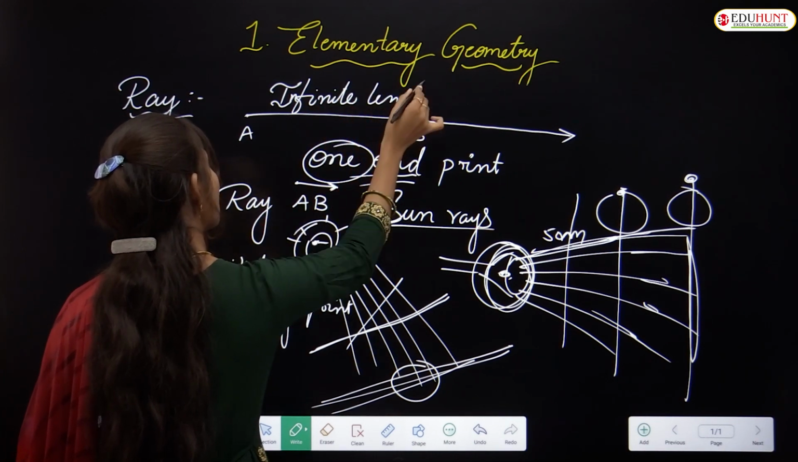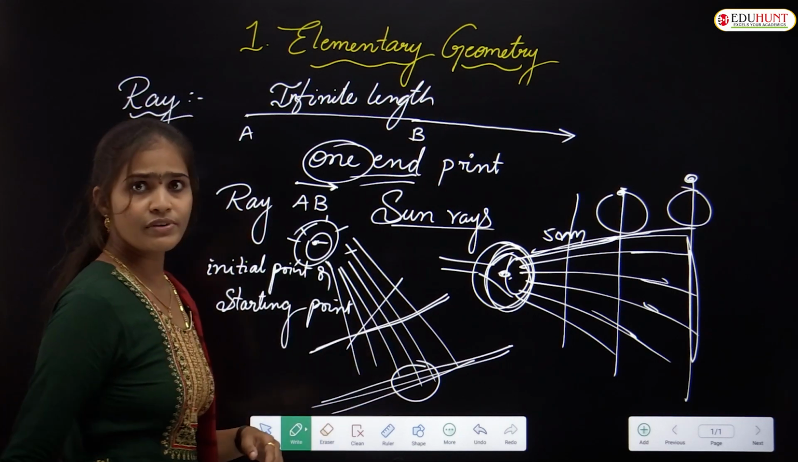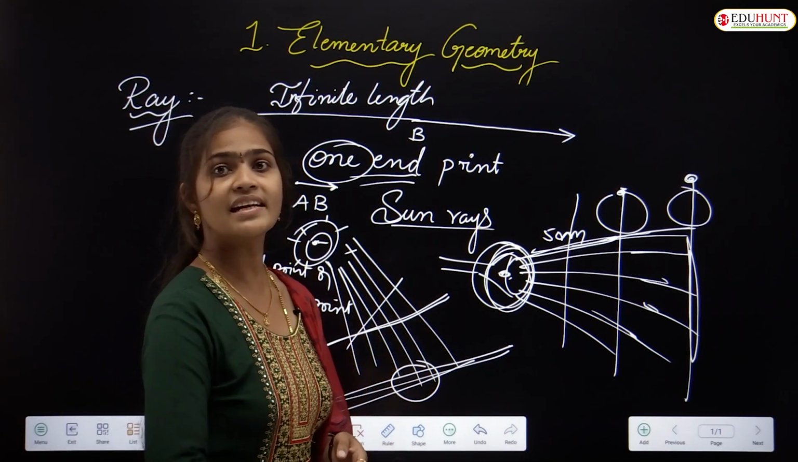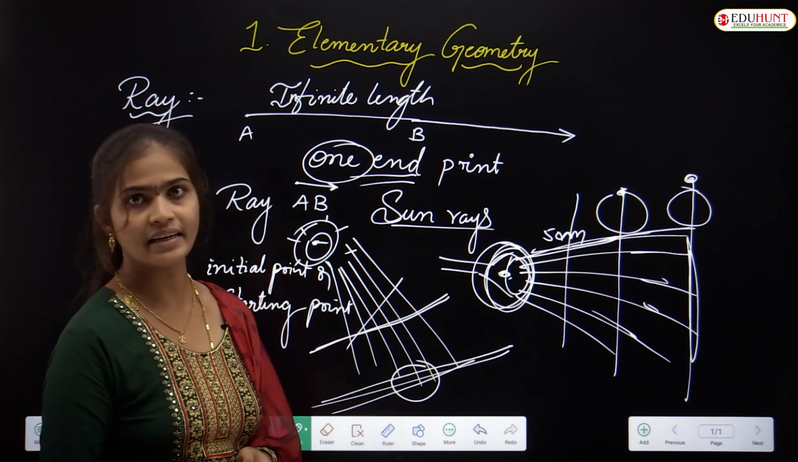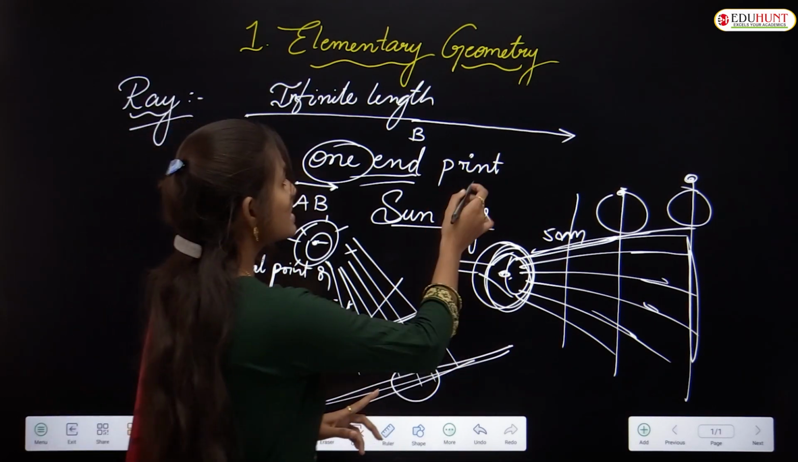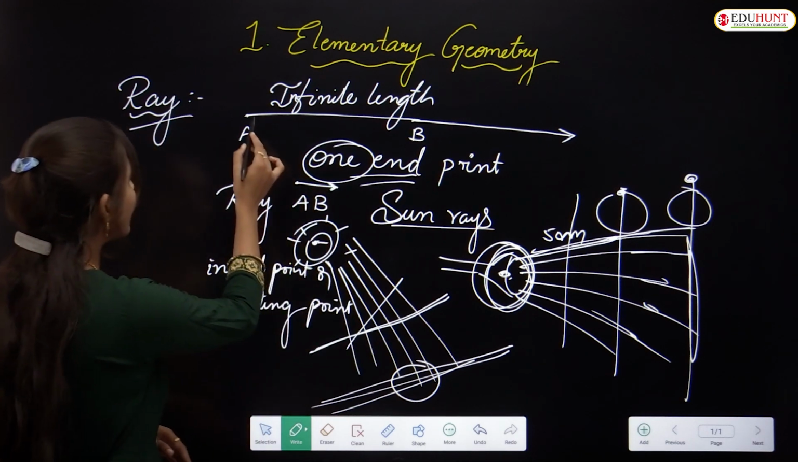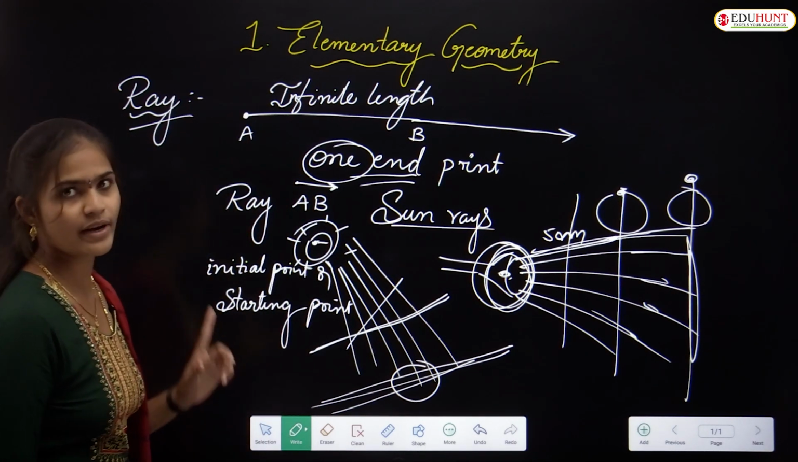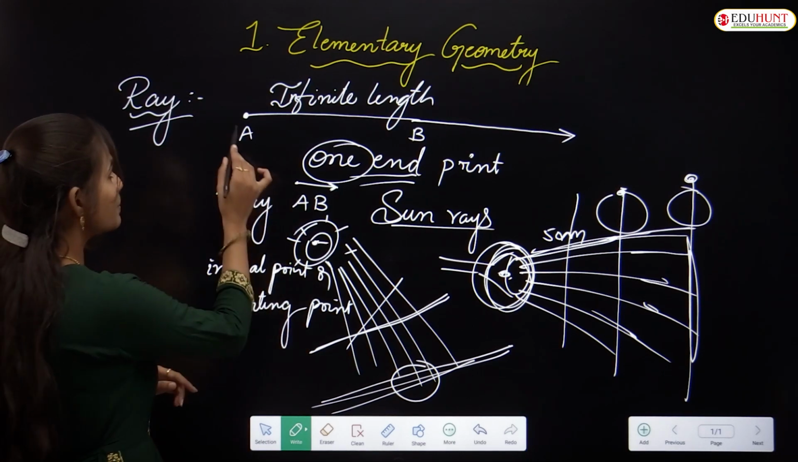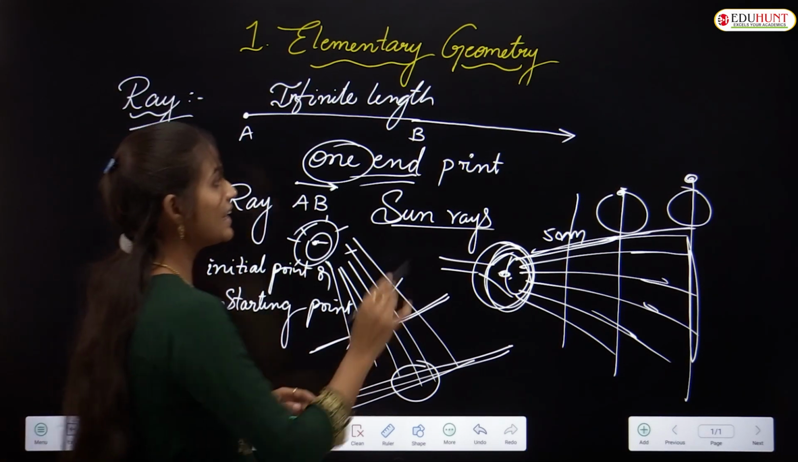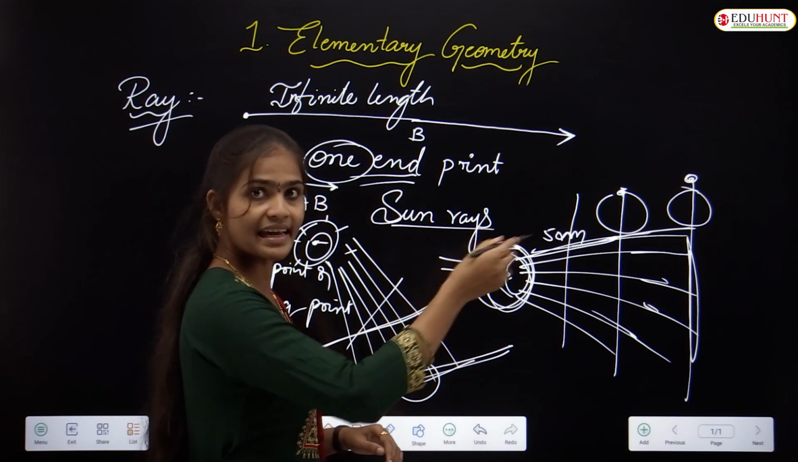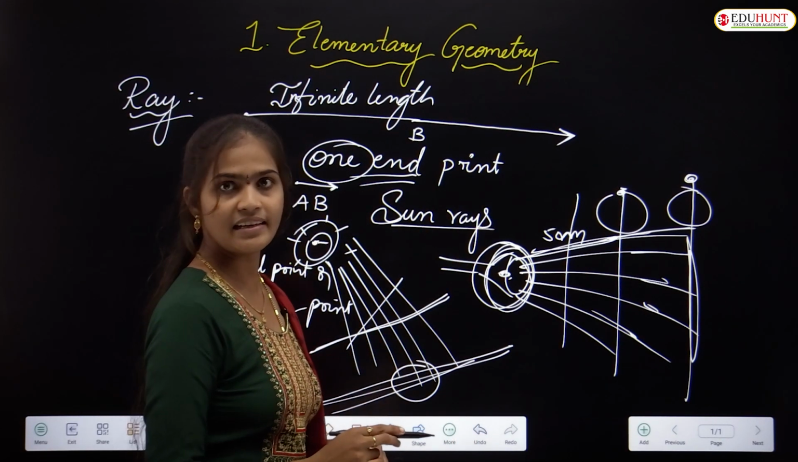So a ray has infinite length. Infinite length means can we measure the exact length? No, we cannot measure the exact length of a ray. That's why a ray is represented, on one side with a full stop, which is a dot or point, and on the other side with an arrow mark. The arrow mark shows that it can be extended endlessly.